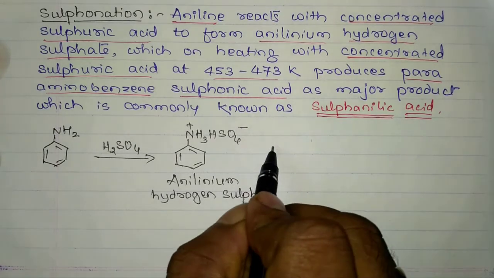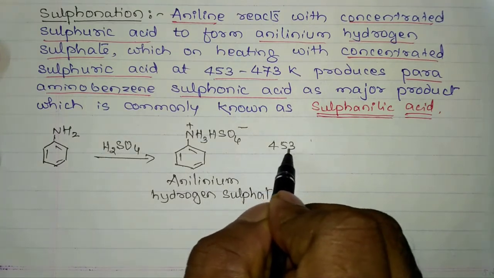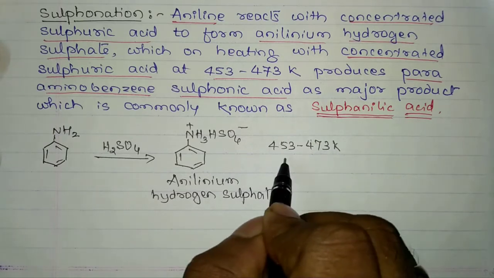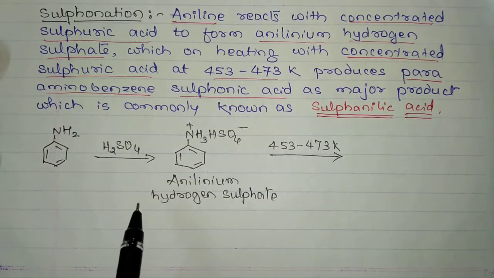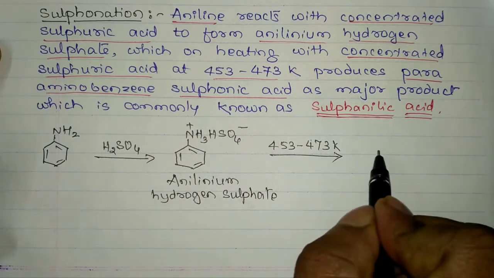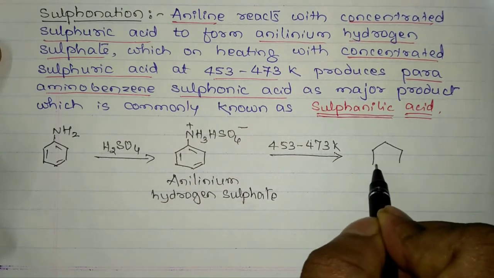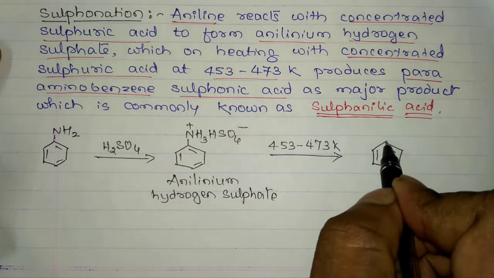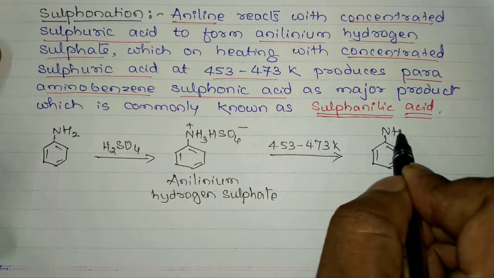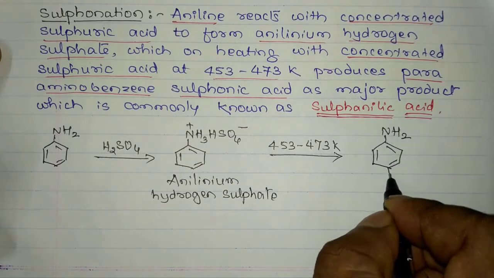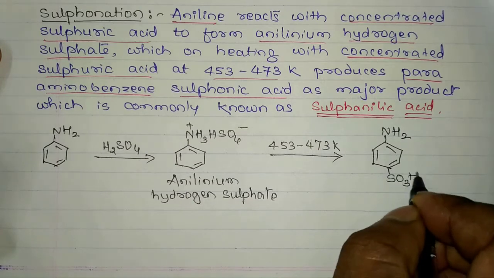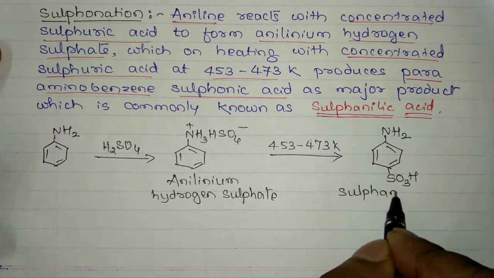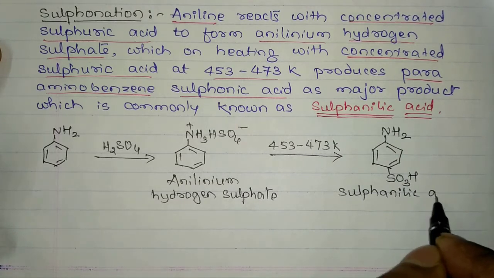Which is heated to 453 to 473 Kelvin in the presence of concentrated sulfuric acid, produces sulfanilic acid, that is para-aminobenzene sulfonic acid, NH2, SO3H. This is sulfanilic acid.